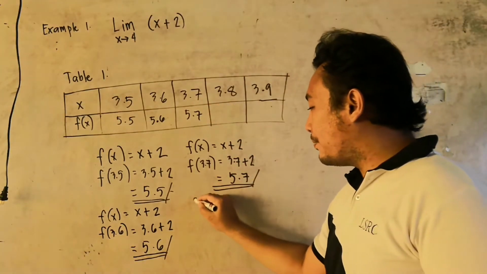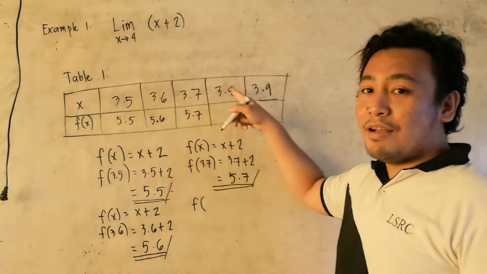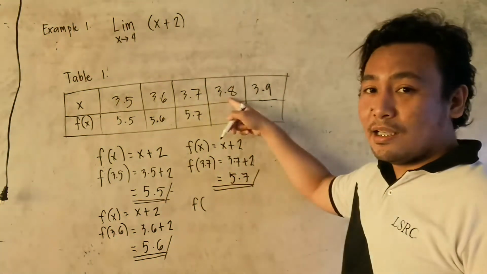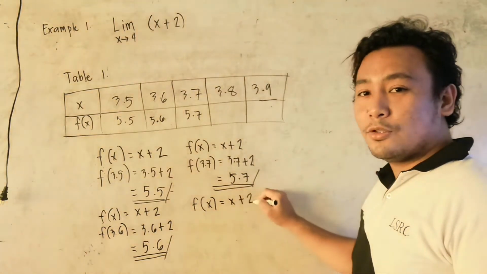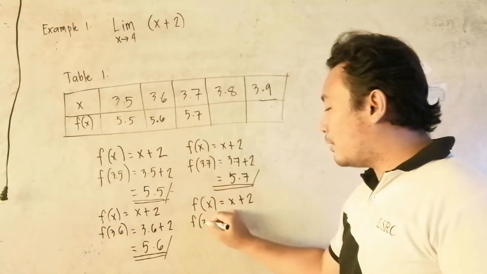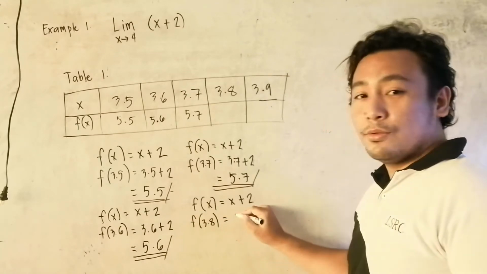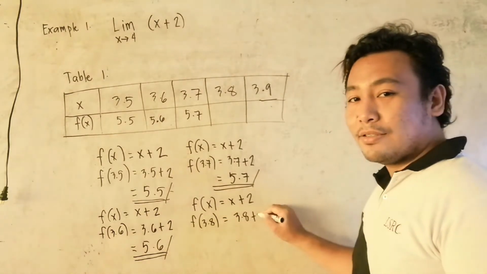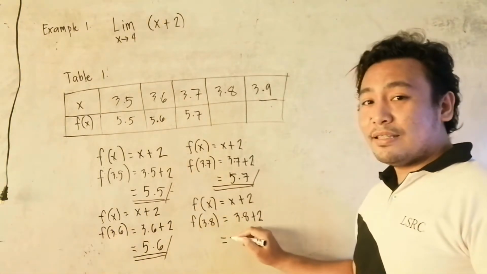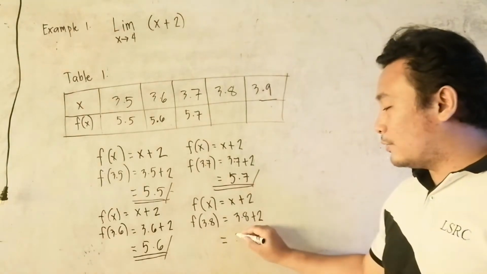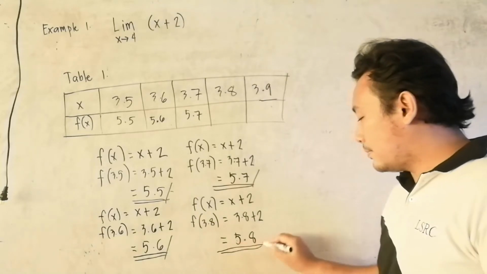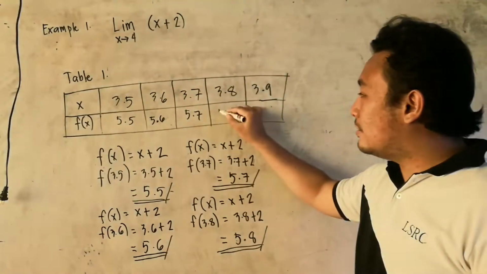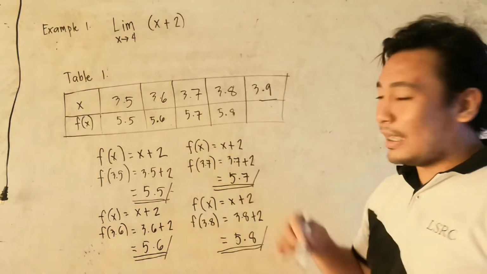Next is the value of x na 3.8. So we have f of x is equal to x plus 2. And we have f of 3.8 is equal to 3.8 plus 2. So what is 3.8 plus 2? This is equal to 5.8. So therefore, this is equal to 5.8.